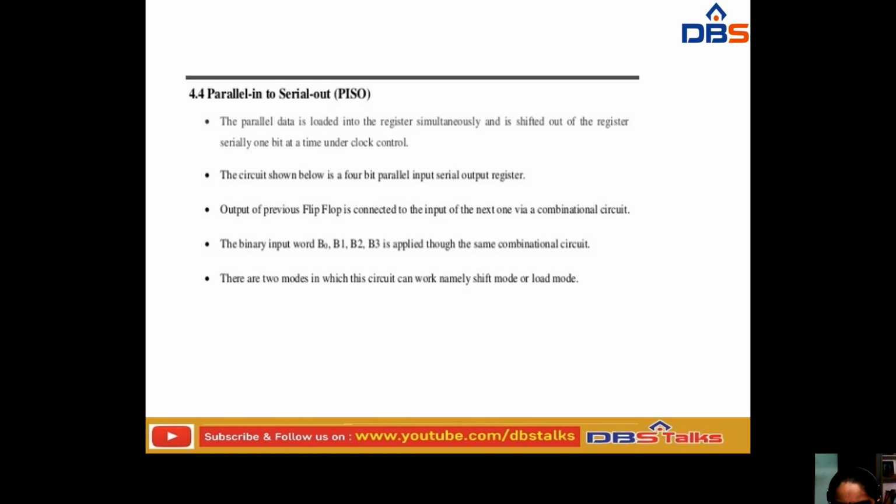There are two modes in which the circuit can work, namely shift mode or load mode. Here we are having two modes. First one is shift mode and next one is load mode.